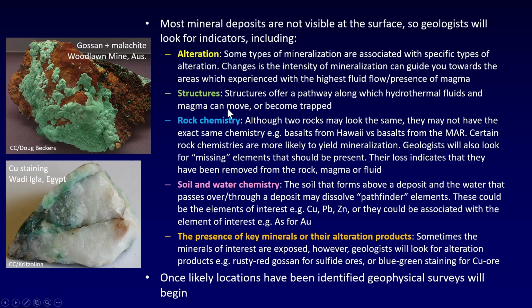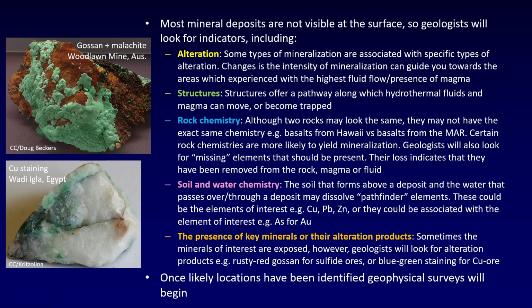We're obviously also going to be looking for structures because we want to try and find fluid pathways. So we're going to be looking for faults, folds, and just areas of rock that have been tectonically deformed, because that's going to offer the kind of conduits through which magmas and hydrothermal fluids can move. So the next thing we're going to look at is rock chemistry.